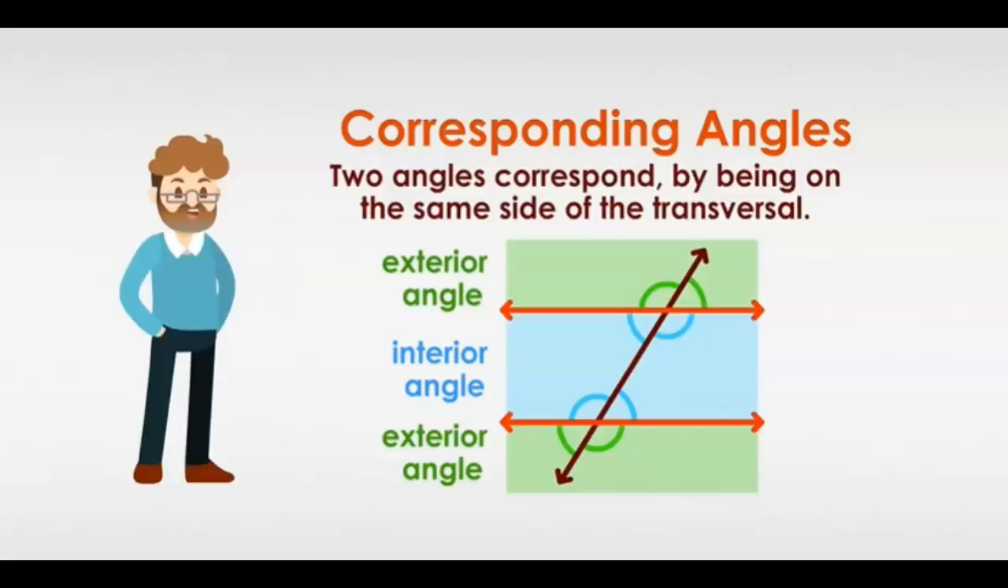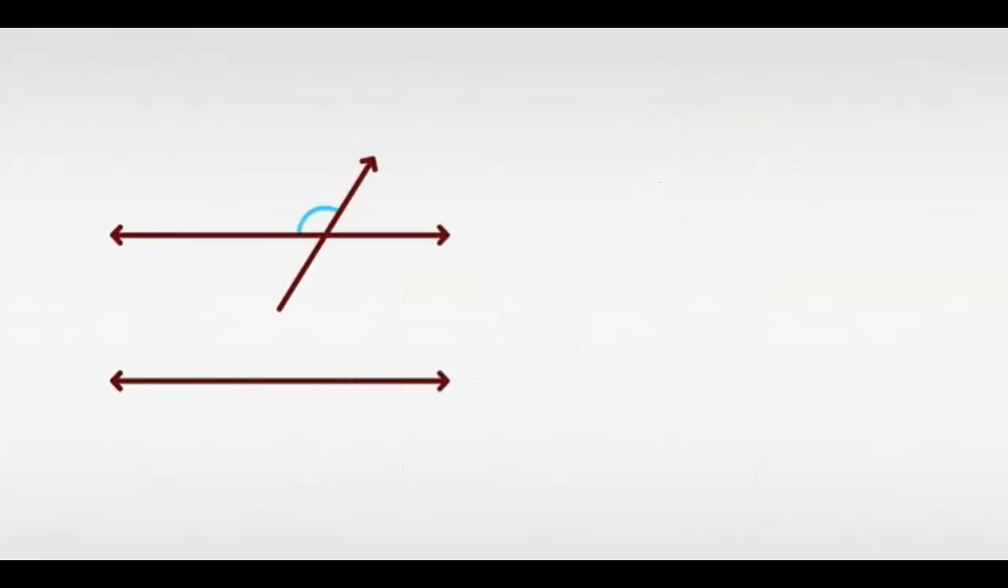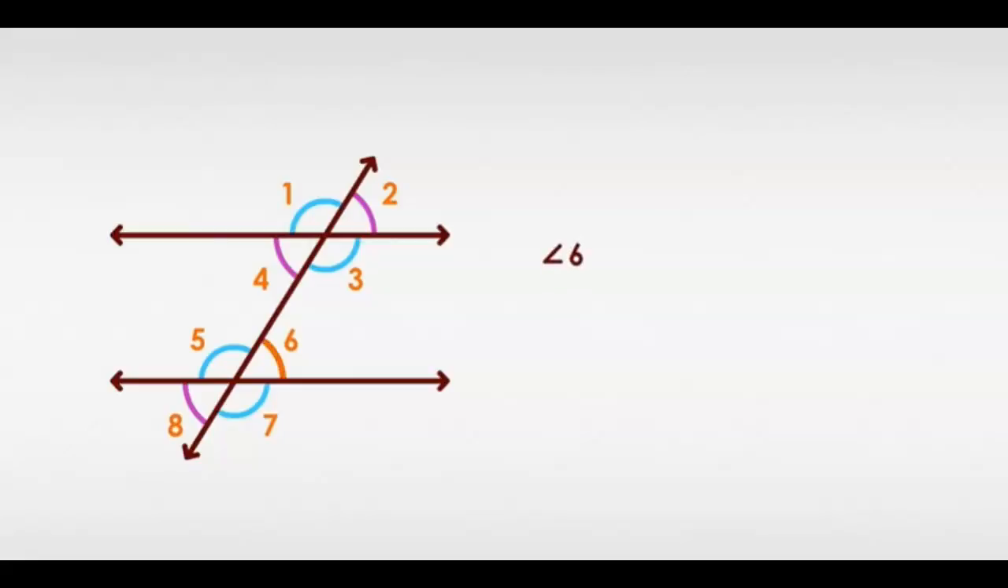Corresponding angles are never adjacent angles. They do not touch. Can you find the corresponding angle for angle 2 in our figure? Angle 6 is the angle that corresponds to angle 2. They are a pair of corresponding angles. Can you find all four corresponding pairs of angles?